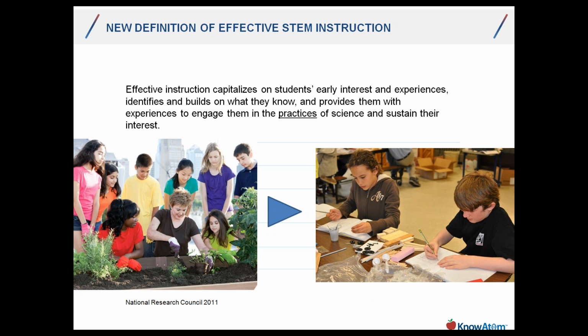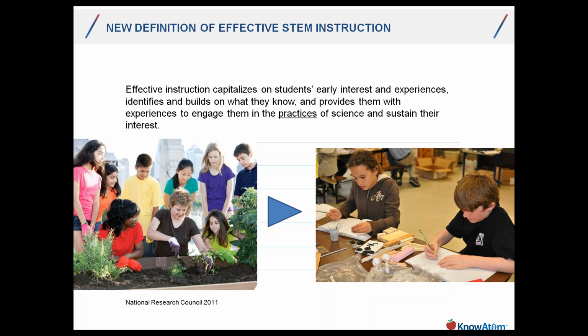This is sort of our society's picture of what science education is. The definition, though, and really the inspiration, is what you see in text here, and which really points at what you see on the right, which is a picture I took in one of our classrooms. Effective STEM instruction capitalizes on, and I'm reading the definition, students' early interest in experiences. It identifies and builds on what they know and provides them with experiences to engage the students in the practices of science and sustain their interest.